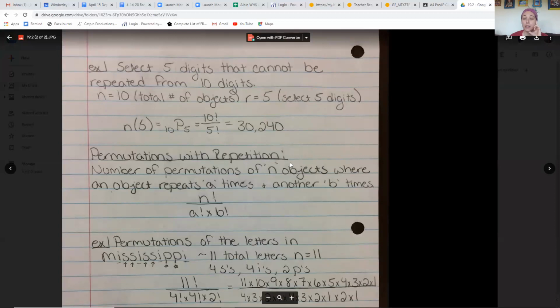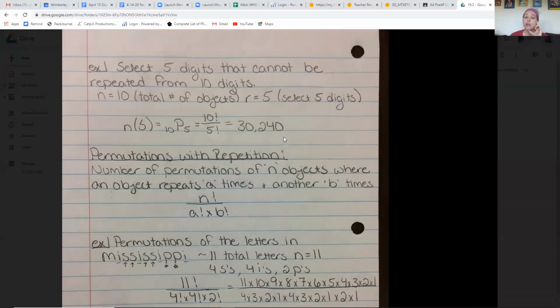Let's talk about permutations with repetition. So the number of permutations of n objects where one object is repeated a number of times and another b number of times. So however many times you have repeating objects, that goes in the denominator here.